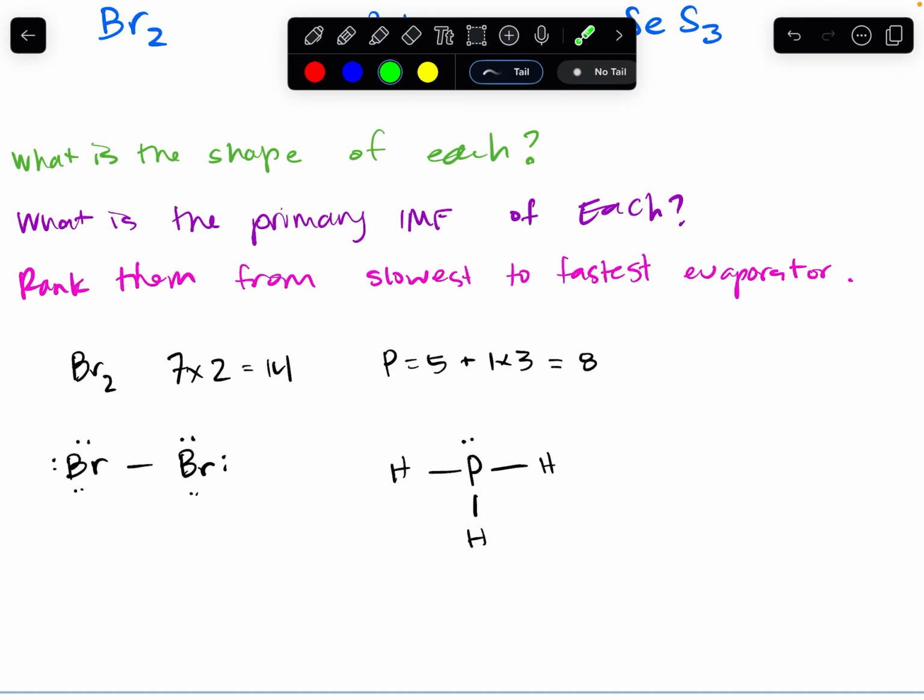So right now, this phosphorus has 8. Each hydrogen has 2, which is what we want. And I used 2, 4, 6, 8 electrons to make it happen. So there's our Lewis structure for PH3.